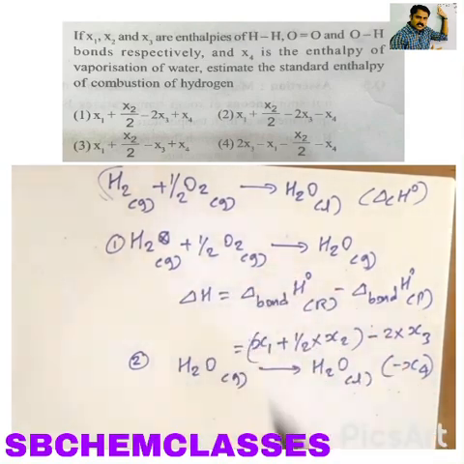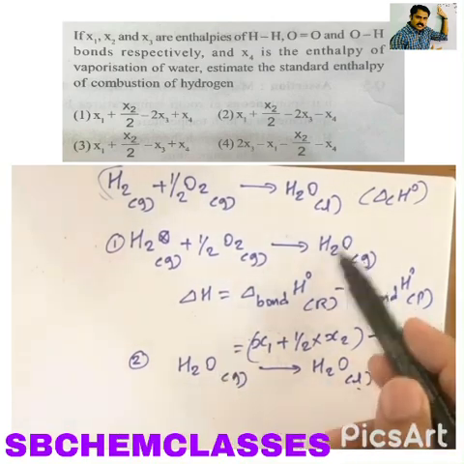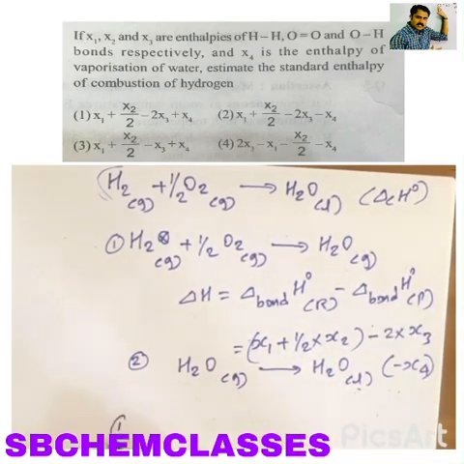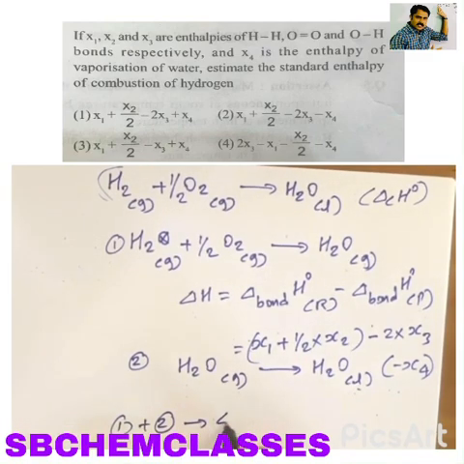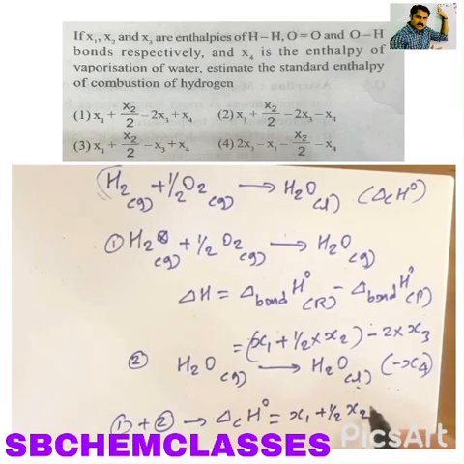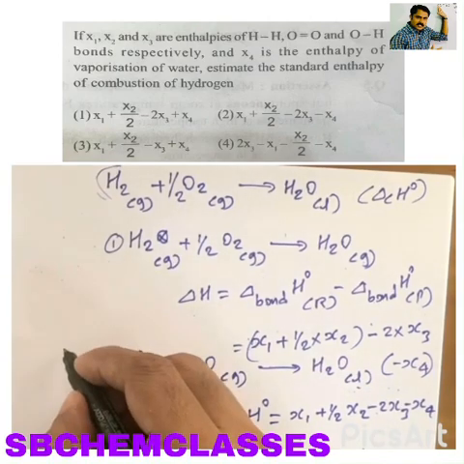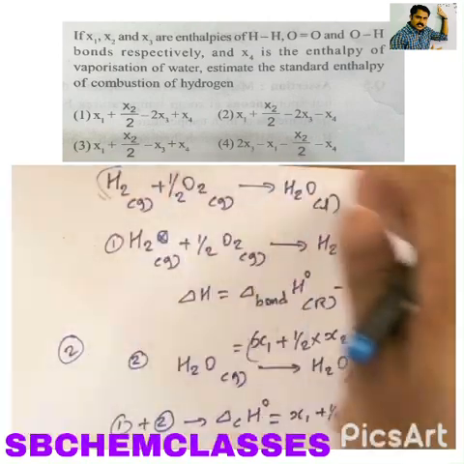By summing these two reactions, we'll get H2 gas plus half O2 gas become H2O liquid. So 1 plus 2 will be enthalpy of combustion. What will be our answer? X1 plus half X2 minus 2 X3 minus X4. X1 plus half X2, that is X2 by 2, minus 2 X3 and minus X4. So the option is 2. It is very important question.